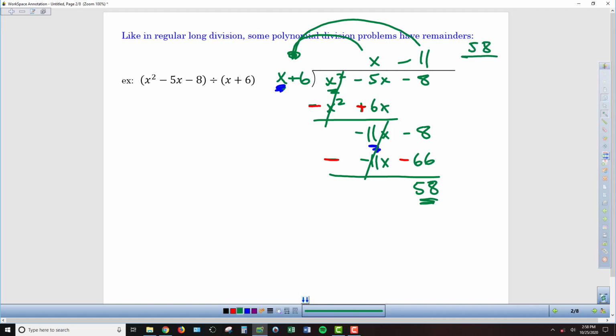So my answer is going to be x minus 11 plus 58 over x plus 6. And so this is the answer to our division in this case.